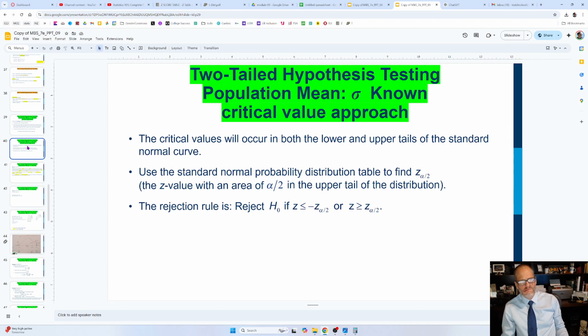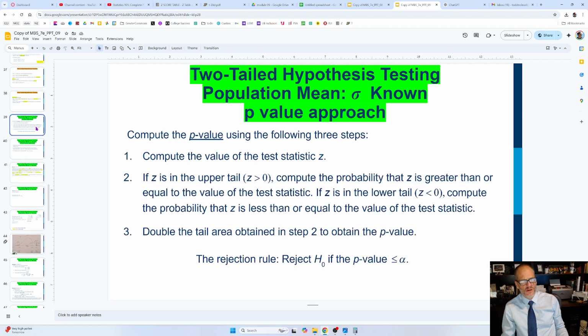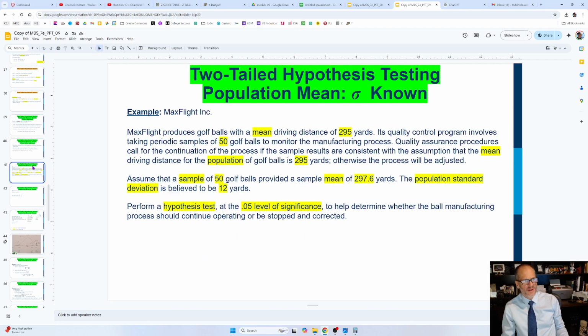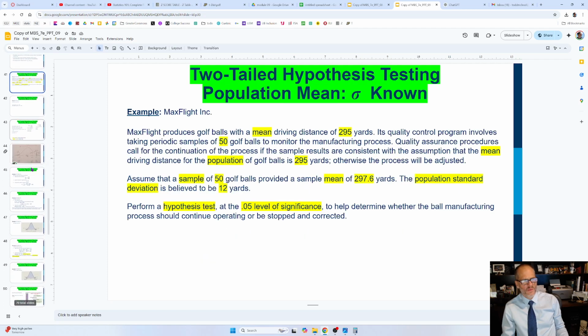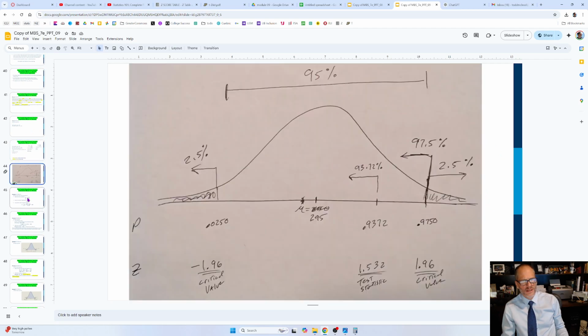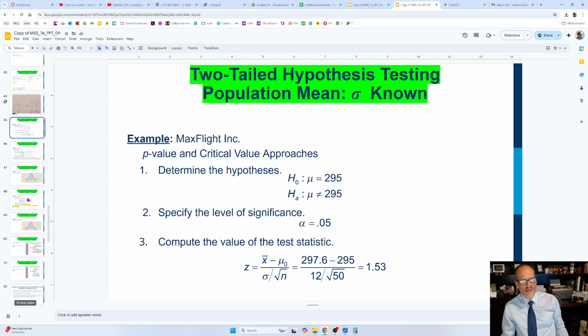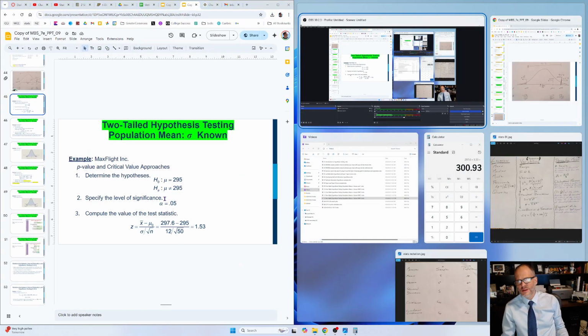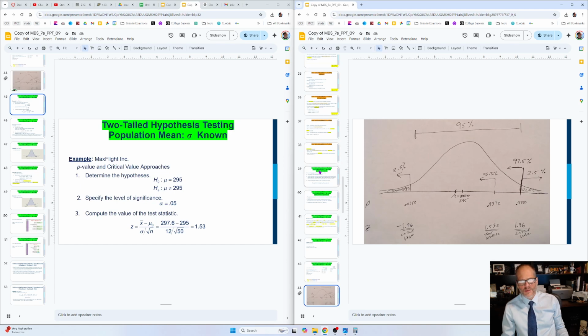Some of this stuff is useful, like critical values will occur in both the lower and upper tails of the standard normal curve, but mostly I just find it confusing. There's what we went through. We went through that. We went through this. And then the book says, hey, here is their calculation. And so when we look at the book's presentation, we'll put that on the left and we'll bring this on the right. That way we can remind ourselves what we did here.